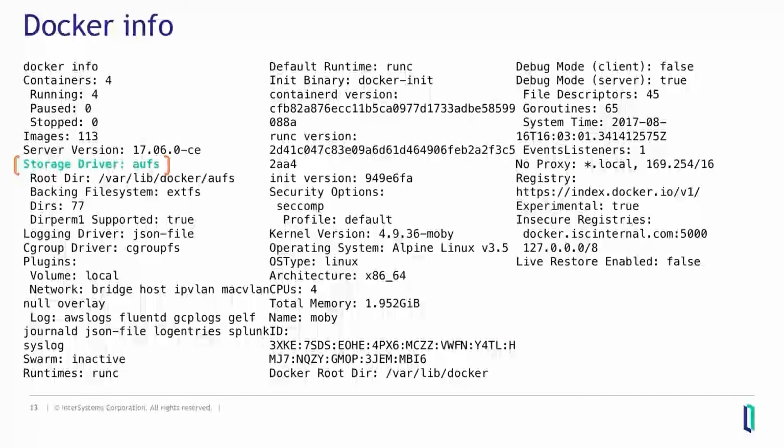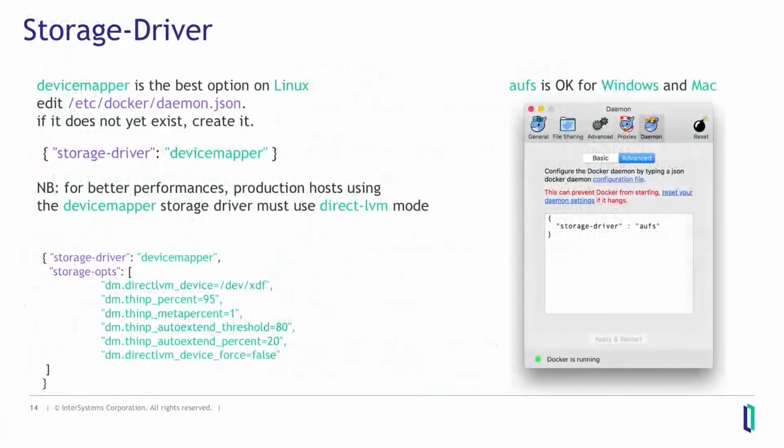If you want more details on all the parameters you have set at your Docker installation, you can run Docker info. And Docker info gives you lots of parameters. One of them, which is really important, is the storage driver. And as a start, you need to pay attention to this parameter.